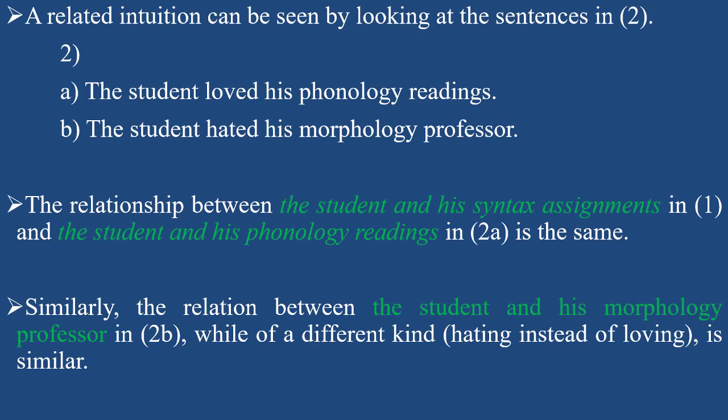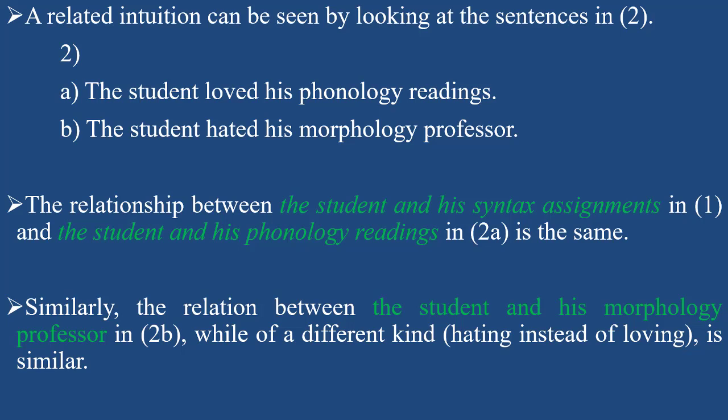A related intuition can be seen by looking at the sentences in two. A: the student loved his phonology readings. B: the student hated his morphology professor. The relationship between the student and his syntax assignments in sentence one and the student and his phonology readings in number two is the same. We have almost the same sentence: the student loved his phonology readings, the student loved his syntax assignments. So these sentences are the same.